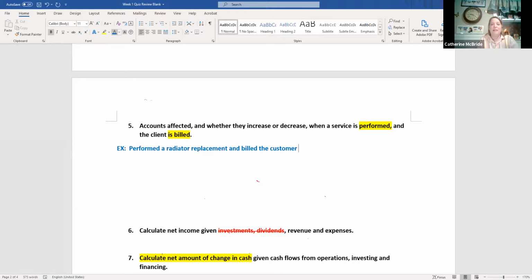500? Yeah. Okay. Because then it occurred to me, I don't know what it costs. My husband can change them, so I'm lucky. Okay, so we performed a radiator replacement and we billed the customer $500. Now, my first question is really important. Have we earned any revenue?